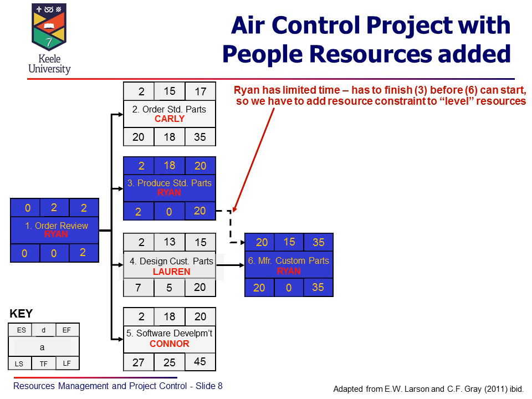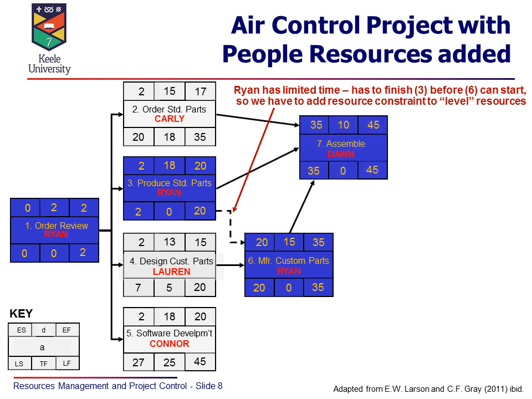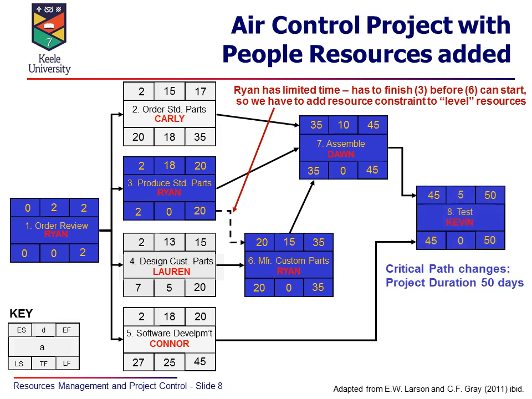It shows that because only Ryan can do the production, manufacturing, possibly the machining of those parts in a technical sense, the custom parts can't be started until he's actually finished producing the standard parts. So in fact the earliest start time for that is 20 because of the resource constraint. If we move that forward, we move on to assemble everything together, and obviously that's been pushed back 5 days because of the later start of activity 6. And then at the end of the project we now have a 50-day completion time.